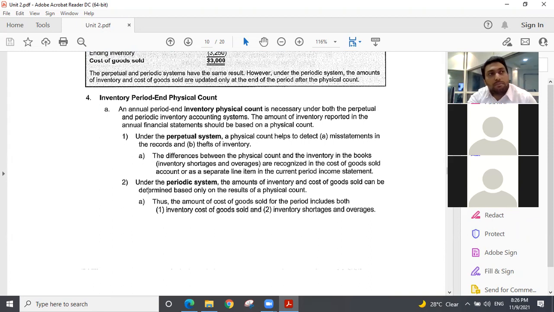Okay. Under the periodic system, the amount of inventory and cost of goods sold can be determined based only on the result of a physical count. Thus, the amount of cost of goods sold for the period includes both inventory cost of goods sold and inventory shortage and overages.